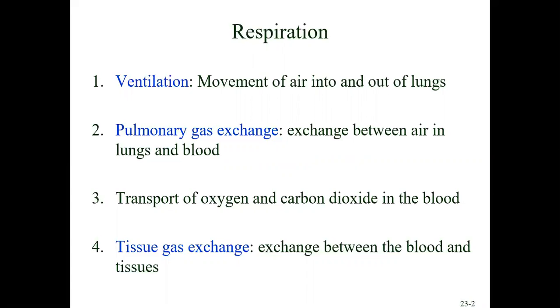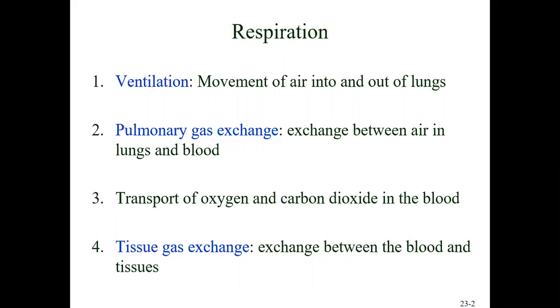So for example, gas exchange is part of the process of respiration as well. So number two under respiration is pulmonary gas exchange. That's exchanging air inside of the lungs. And so you're trying to get the oxygen into the blood there in the lungs, and you're trying to exhale to get out the carbon dioxide. But again, that's not all of respiration.